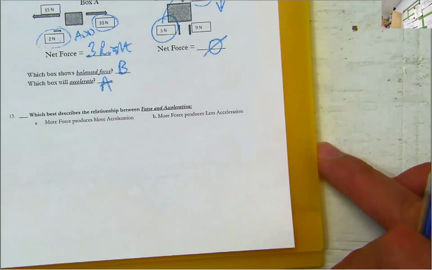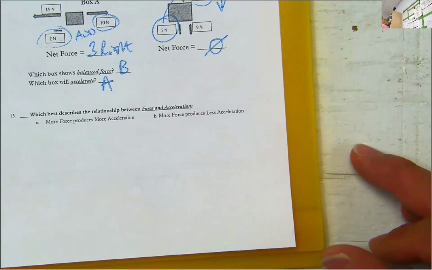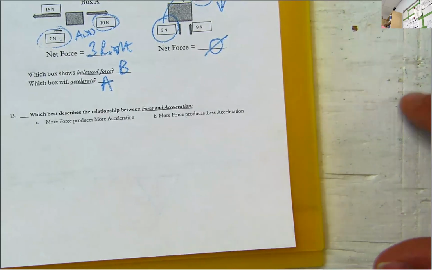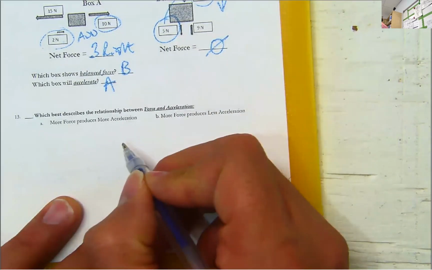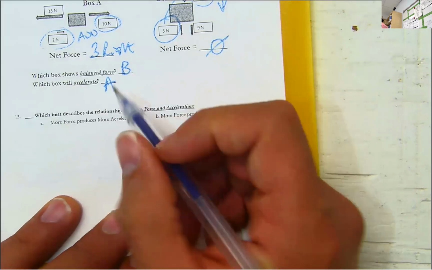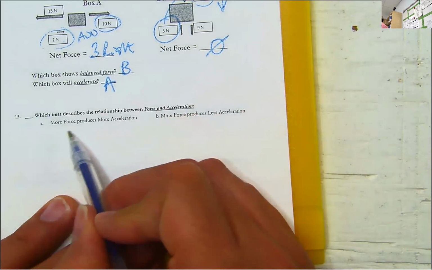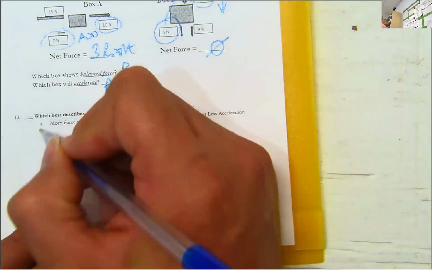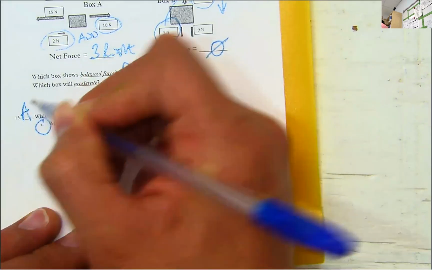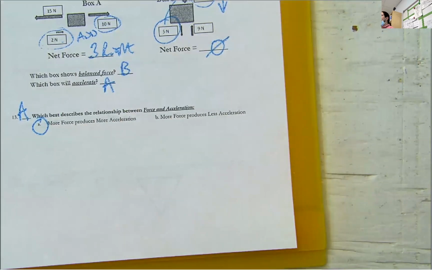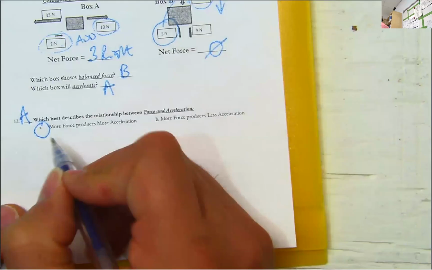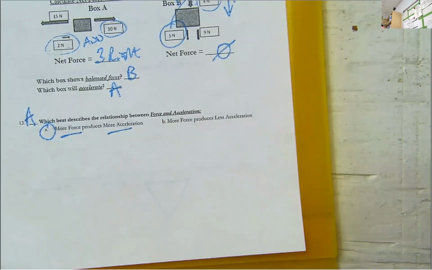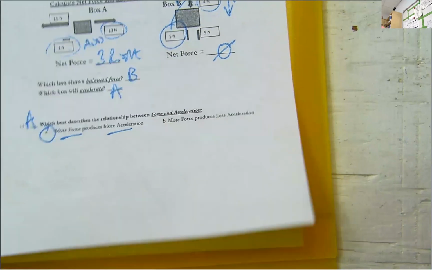Which best describes the relationship between force and acceleration? So you can use your equation or just kind of think about it. Does more force produce more acceleration, or does more force produce less acceleration? If you push something harder, what's going to happen? It will move more. So more force means that it'll accelerate or move more. Okay, that's what we meant by that.